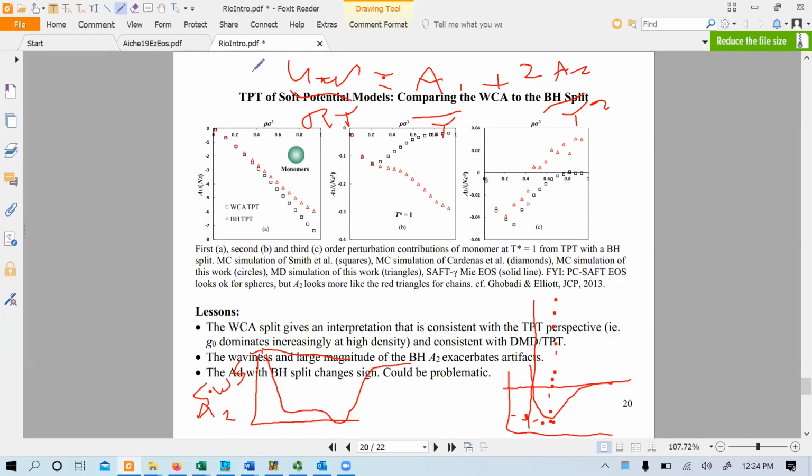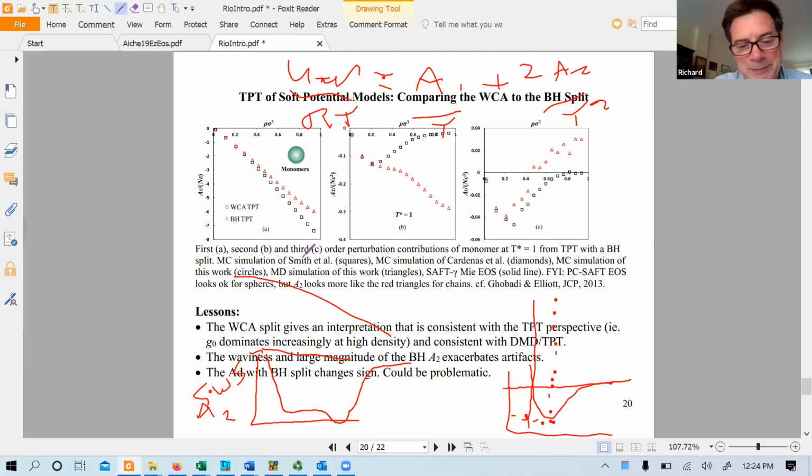Well, A2 has this shoulder behavior. How about A1? What does A1 look like? Perfectly smooth, just like that. It's only occurring in the fluctuation term, this shoulder. Okay, I think I'll give up. All right, let me explain the correct answer. I'll give you the answer for the square well spheres, and then see if you can figure out the answer for the Lennard-Jones with the BH split.